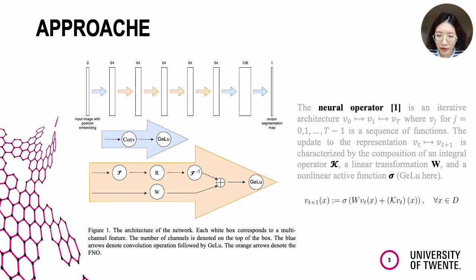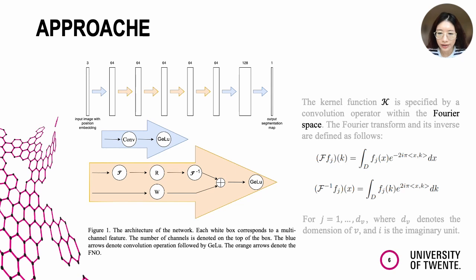The neural network is an iterative architecture as we showed in this picture. And the core of this architecture is the composition of an integral operator K, and then a linear transformation W and a nonlinear activation function. And we're going to introduce the K in more detail.